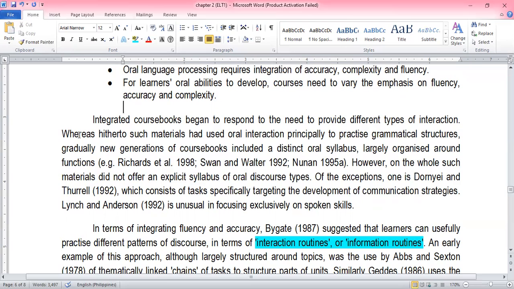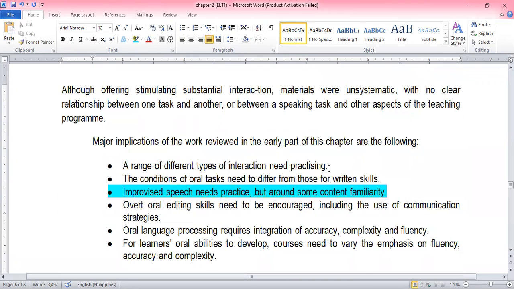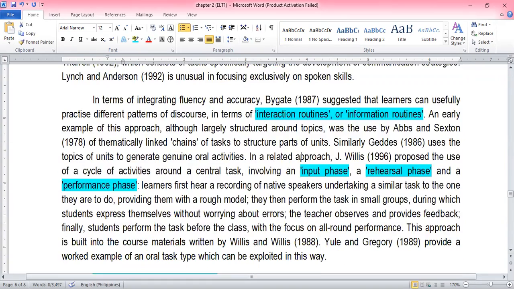So I think it's the same discussion. Same pa rin yung discussion. Ito, cycles of activities. Di ba sabi ko sa inyo, i-explain ko ito. Ayan, okay. So, meron tayong tinatawag na cycle of activities when it comes to speaking. It involves an input phase, it involves a rehearsal phase, and then a performance phase.